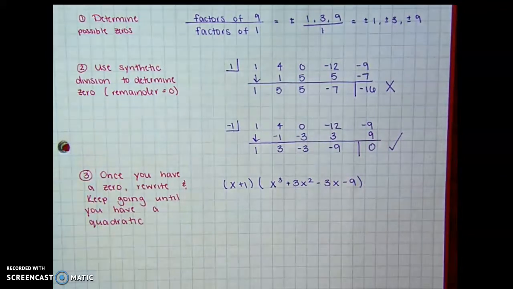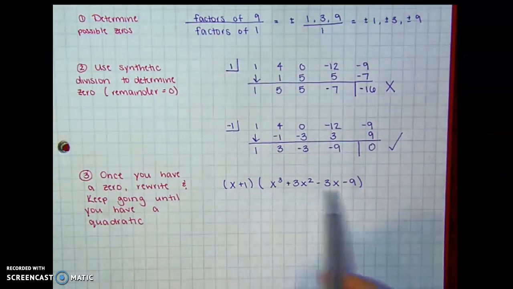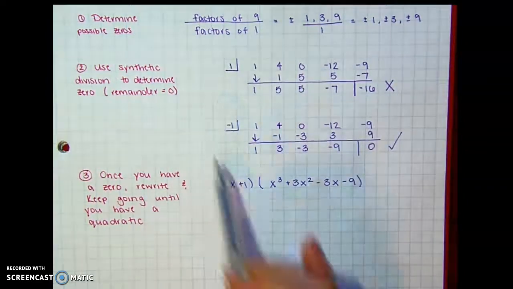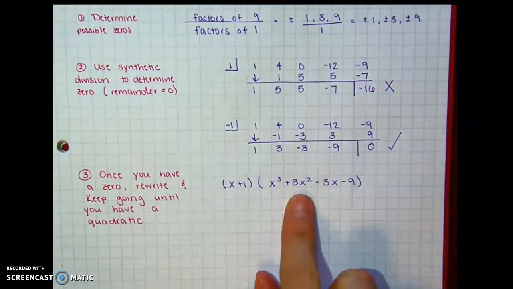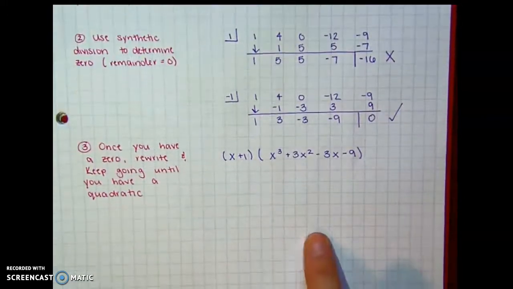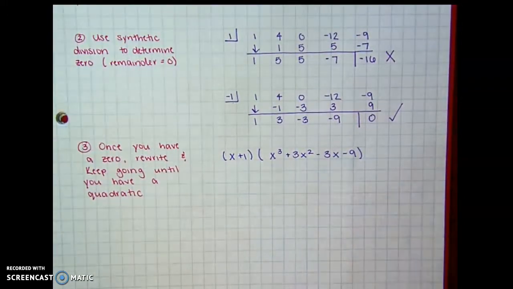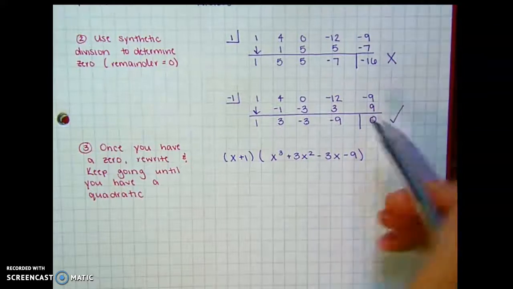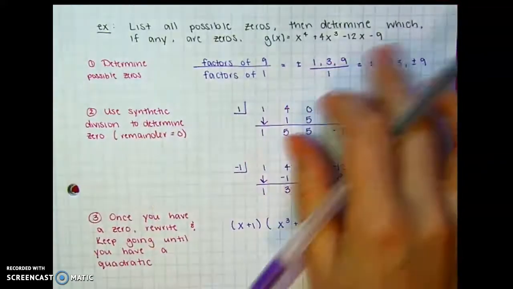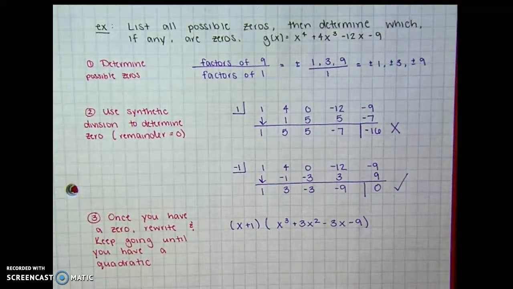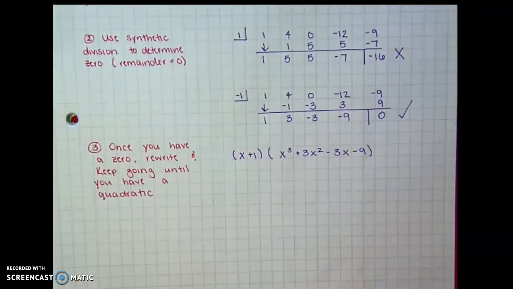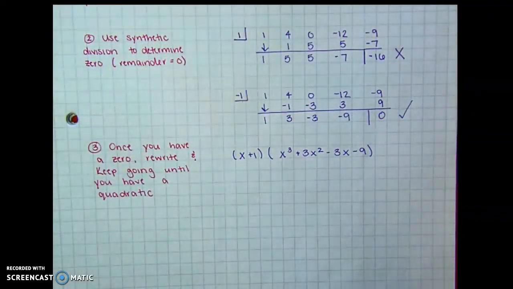So now we do the same idea, because this is not a quadratic, so we're going to reapply this whole thing to this function. Now we don't have to find the possible zeros because we know it's still one of these. If we want, we could do negative 1 again. You kind of just pick and choose. You could do negative 1, negative 3, positive 3, 9, negative 9. I don't know, let's do negative 1.